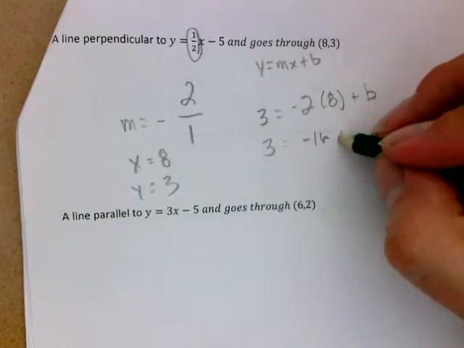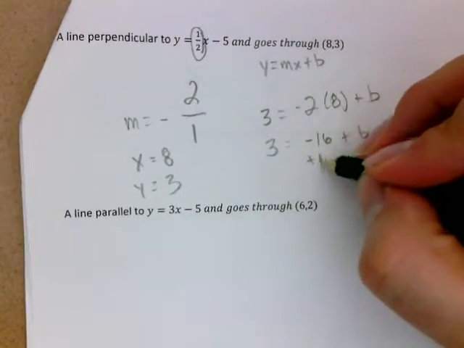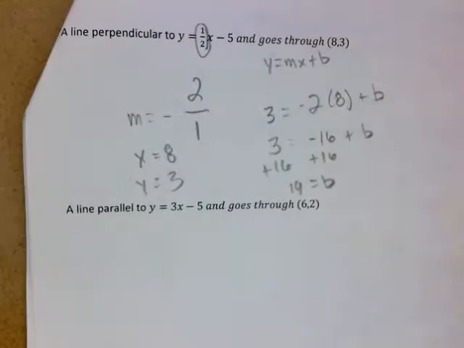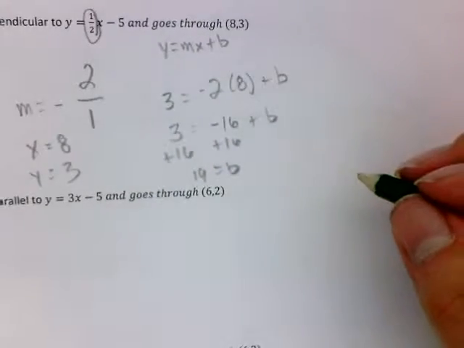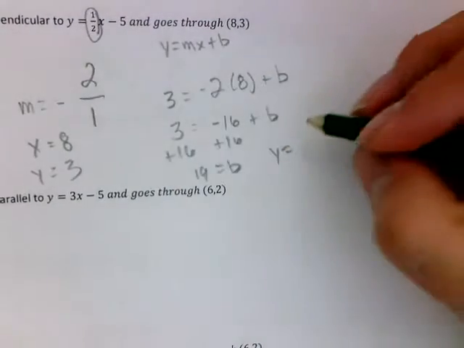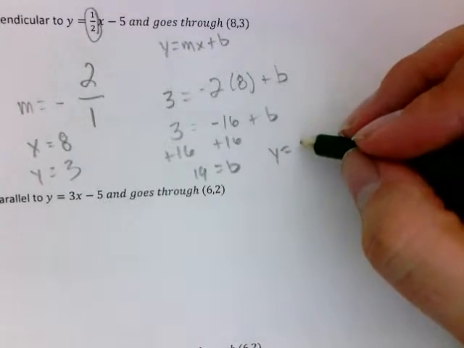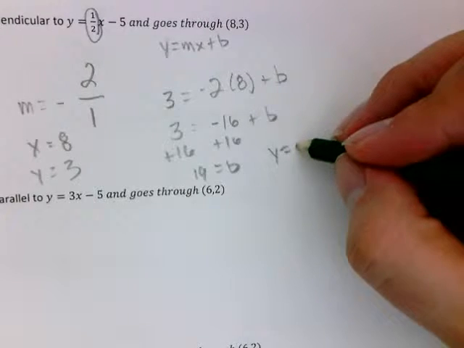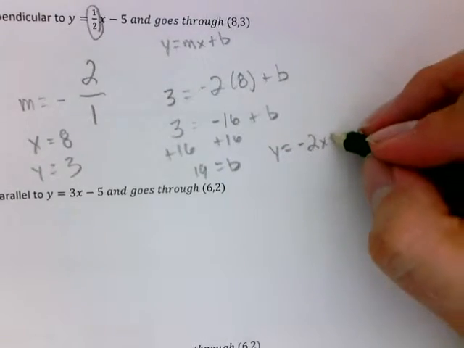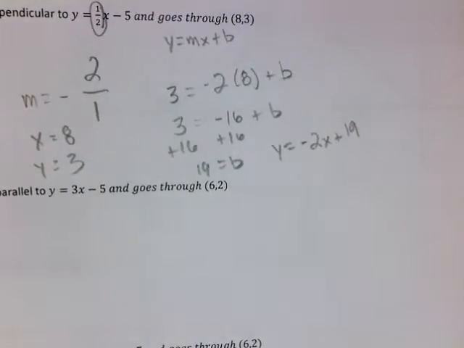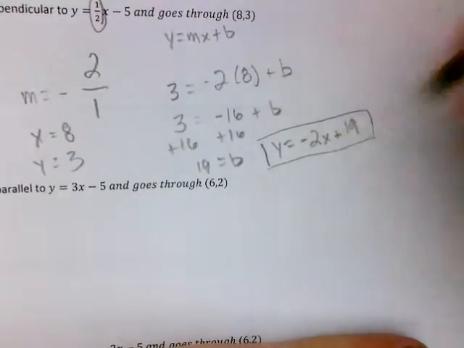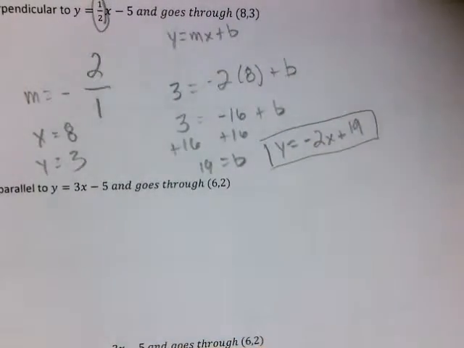This is 3 plus b. We're going to add 16 to both sides. Becomes 19 equals b. So now we know our x, we know our m, we know our b. So it's y equals negative 2x plus 19. And that's how that works.